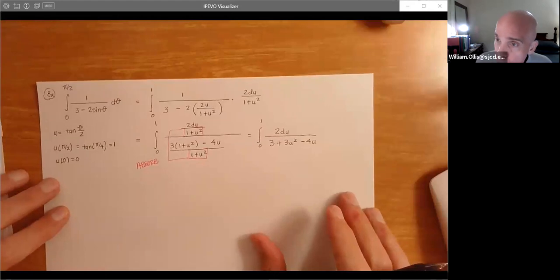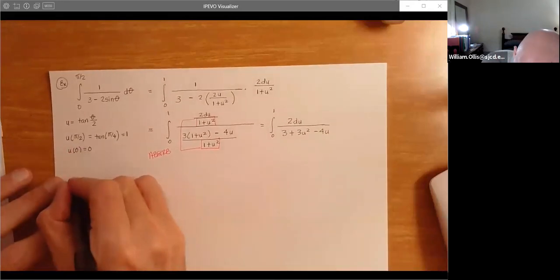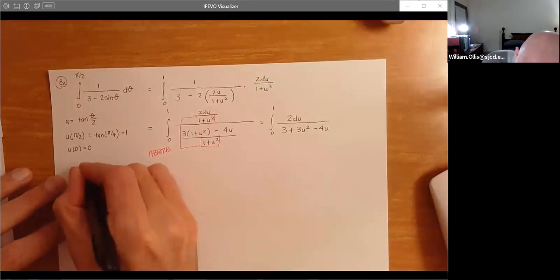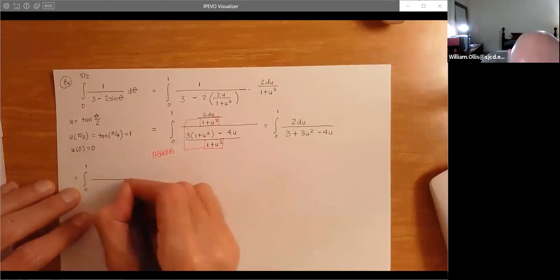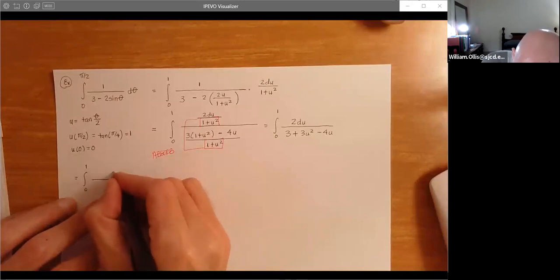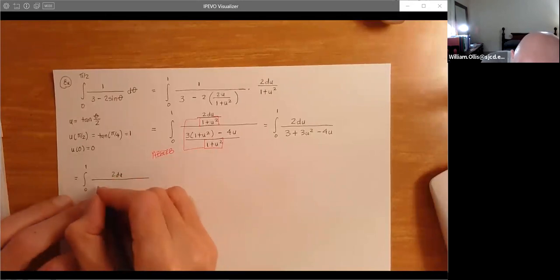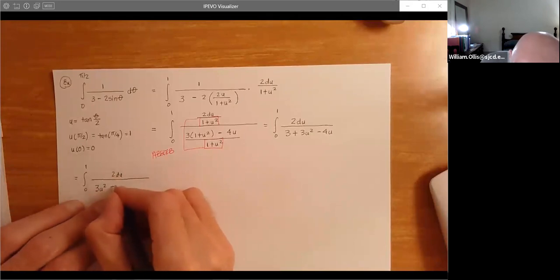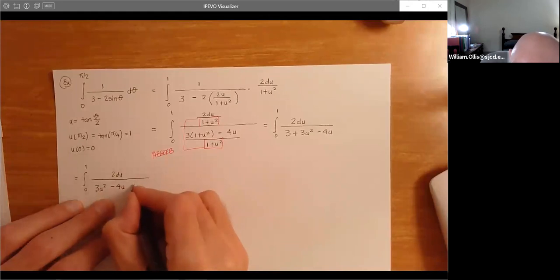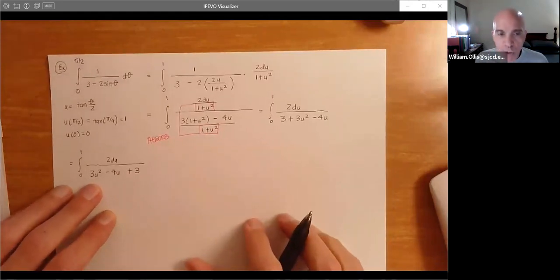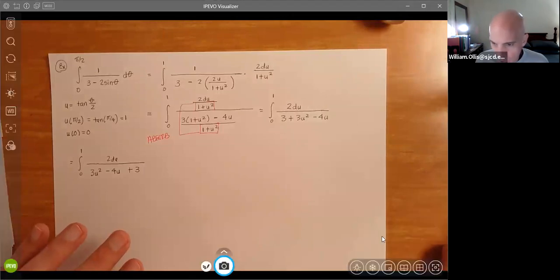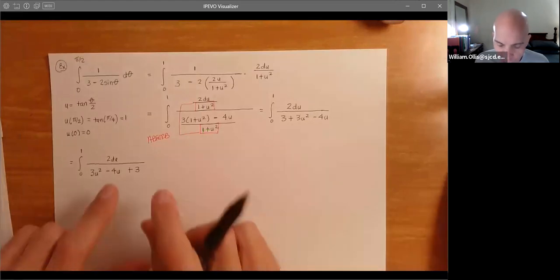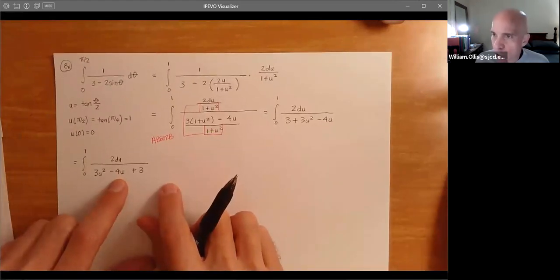Now, when you look at this and you think about what we need to do here, we're back to this complete the square deal. So this gives us the integral from 0 to 1. Of course, we can factor as we need to. 2 du over 3u squared minus 4u plus 3. So when you get to a form like this, we're back to the properties that we used on the very first day if we needed to complete the square.